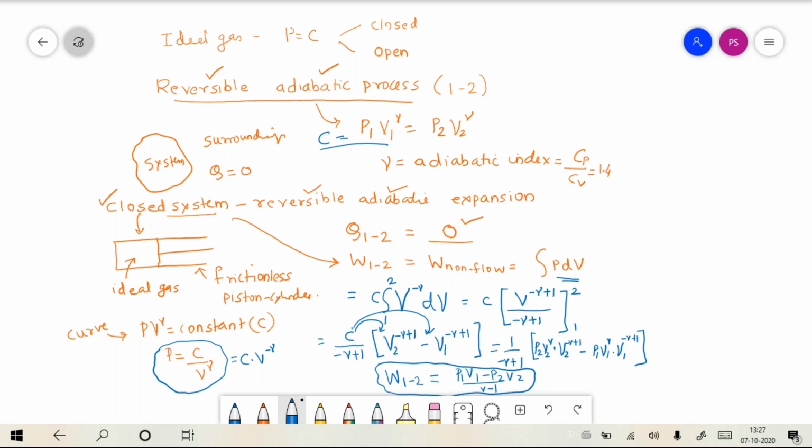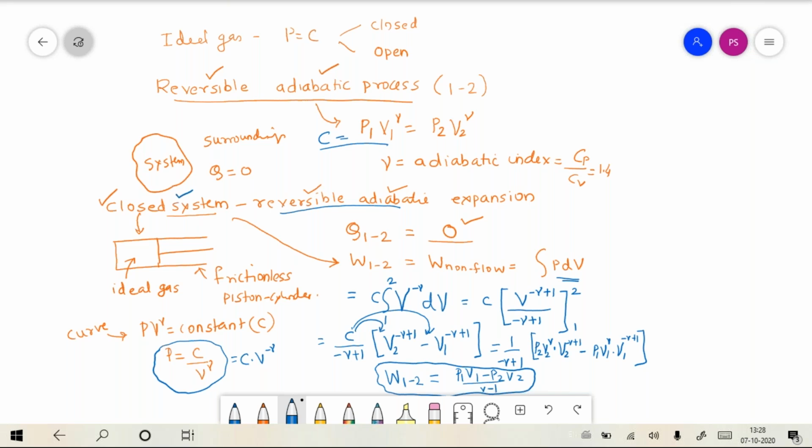That is, the work transfer during the process 1 to 2 is P1 V1 minus P2 V2 upon gamma minus 1. Okay, and when is this expression to be used? We can use this expression for calculating the work transfer involving ideal gases, okay, when the process is reversible adiabatic, and when we are dealing with a closed system, okay. Hopefully this explanation is clear.